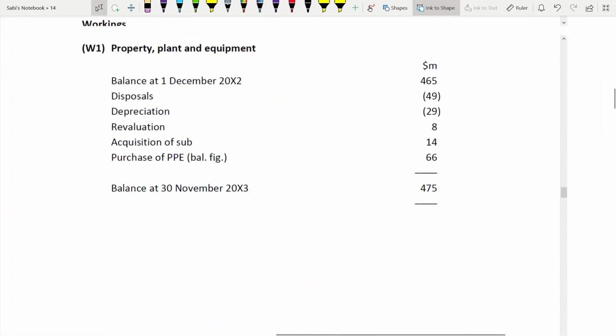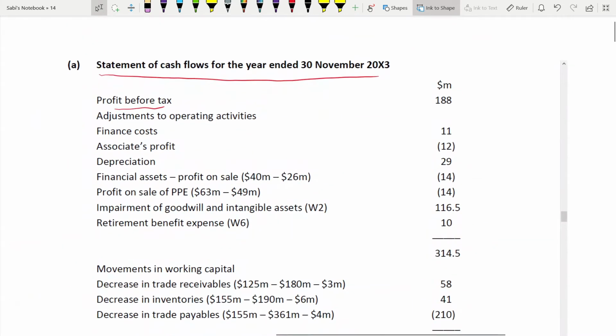And don't mind me, because I have to keep going up and down between the question and the answer to show you how we got those figures. Okay, so this is done. Next we have to adjust for the operating activities. Adjustments to the operating activities, all this addition and deduction. Okay, all these are adjustments. Till here, 1, 2, 3, 4, 5, 6, 7 adjustments are there, after profit before tax.